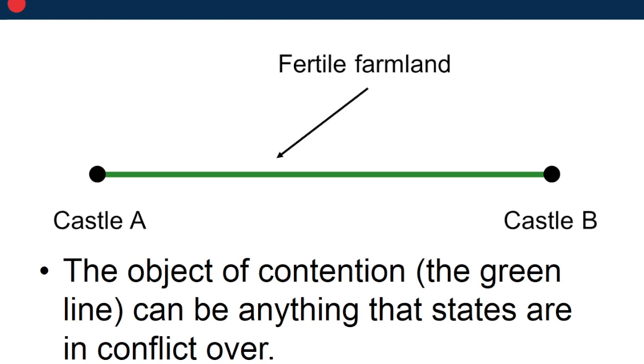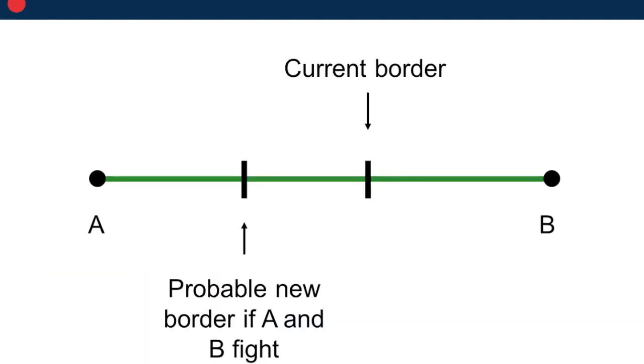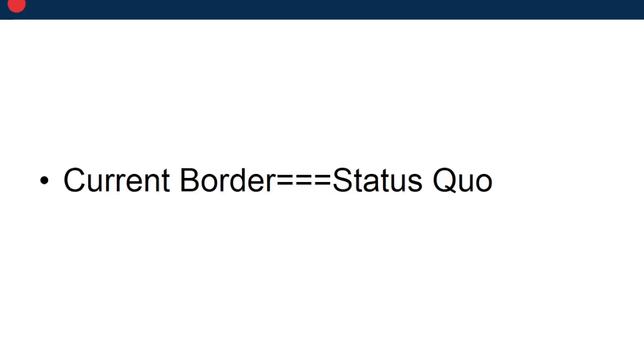It's the object of contention, okay? Farmland, right? Right now, the current border is a little bit closer to B, but Castle B feels like they're stronger than Castle A, and if they went to war, they could probably push that border out a few hundred yards, okay? So, the current border, and it's very important that you understand this, is called the status quo. This is very easily a test question.